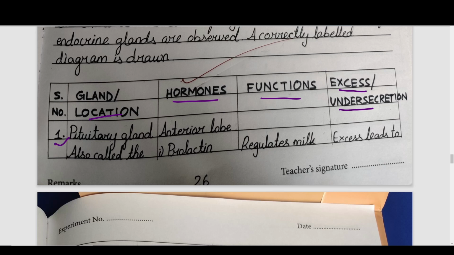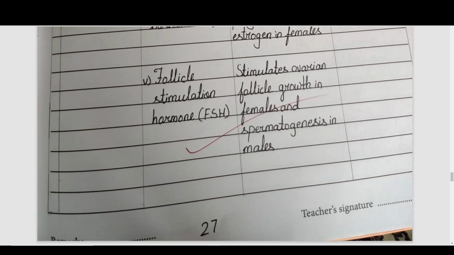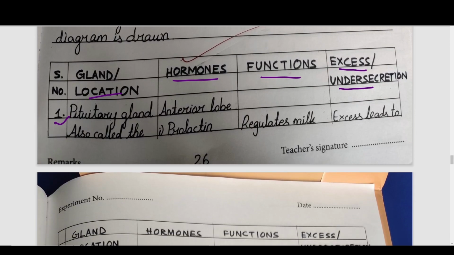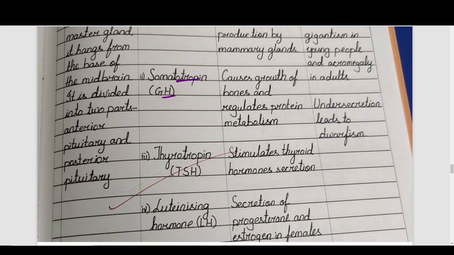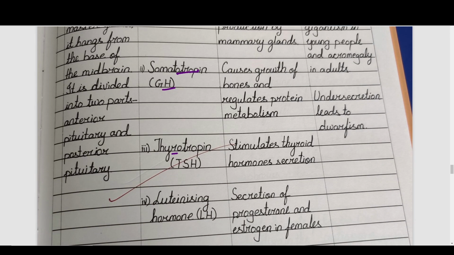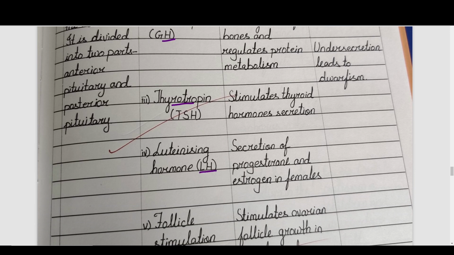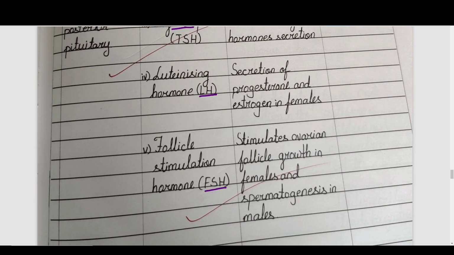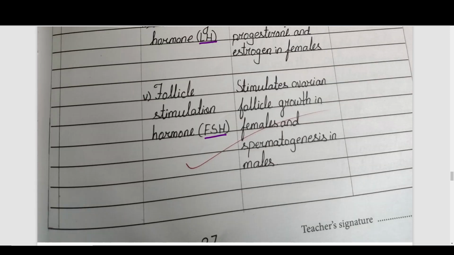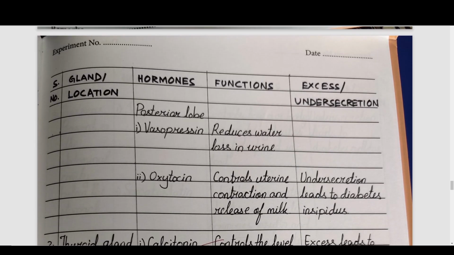Pituitary gland, the anterior lobe secrete the hormone prolactin, then somatotropin, that is GH, TSH, thyroid stimulating hormone, LH, luteinizing hormone, FSH, follicle stimulating hormone. Then posterior lobe secretes the hormone vasopressin, that is known as ADH, and oxytocin.